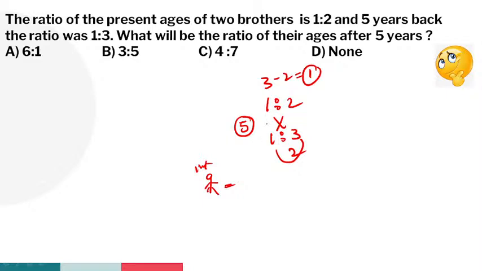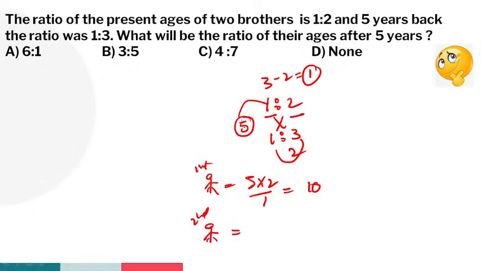First find out the first brother age. First brother is how many parts here? 1 part. How many years back? 5 years back. 1 into 5, 5. Into step 2 difference by step 1 difference. First brother age is how many years, guys? 10 years.